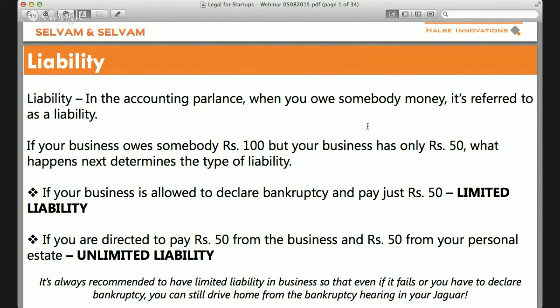So in accounting parlance, liability essentially is when you owe somebody some money. So I'm going to demonstrate what limited and unlimited liability is by quoting an example. Let's assume you owe somebody 100 Indian rupees, but the total asset value of your business is 50 rupees.